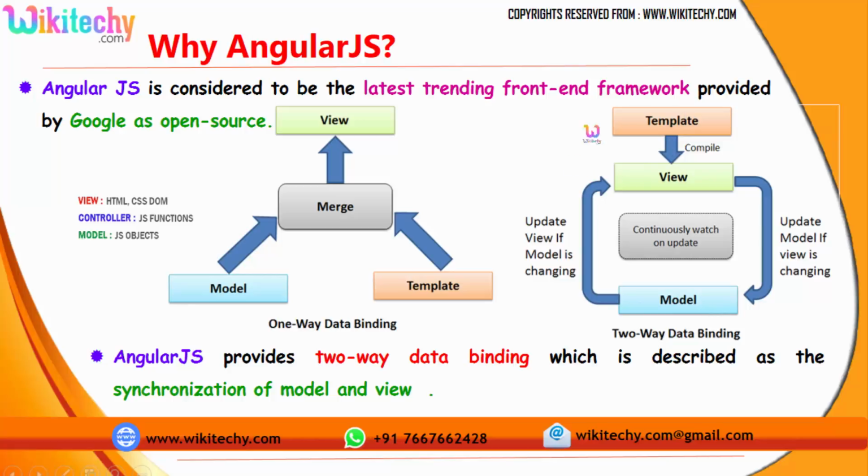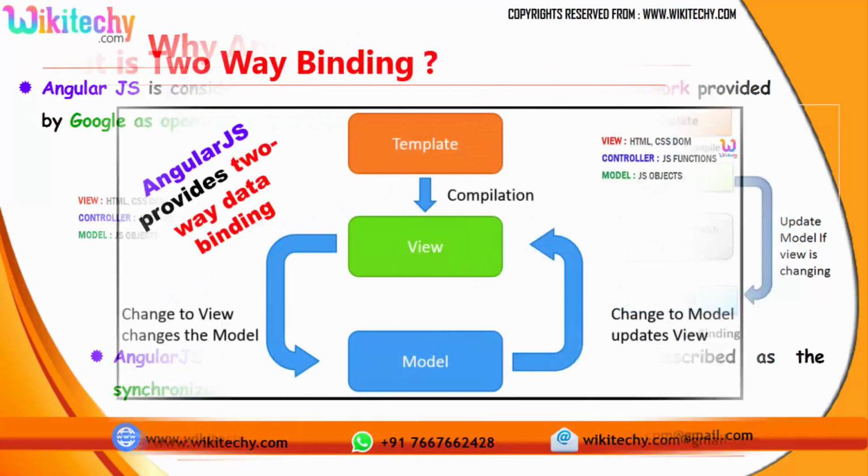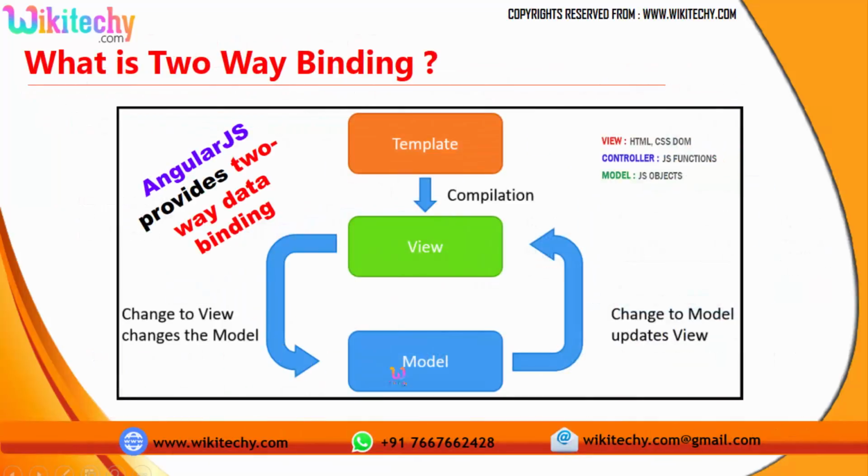So this is how the functionality is. An automatic update of model and view, and their synchronization, is referred to as two-way data binding, which is happening in AngularJS.